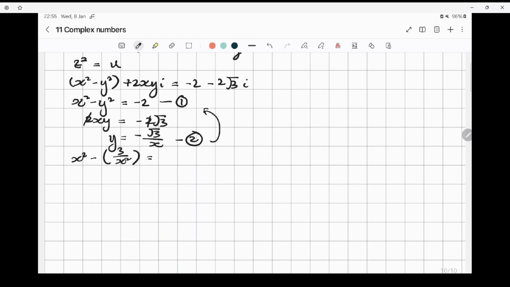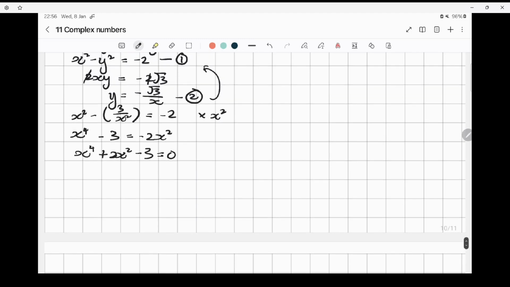So this is equal to minus 2. So multiply everything by x squared. So you have x to the power 4 minus 3 equals minus 2x squared. So you have x to the power 4 plus 2x squared minus 3 equals 0.